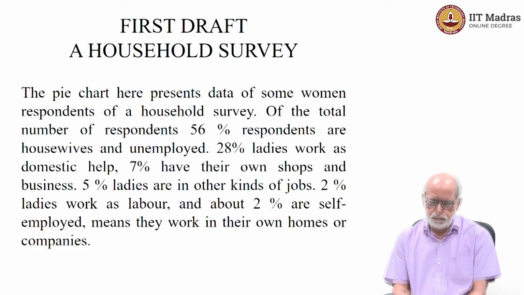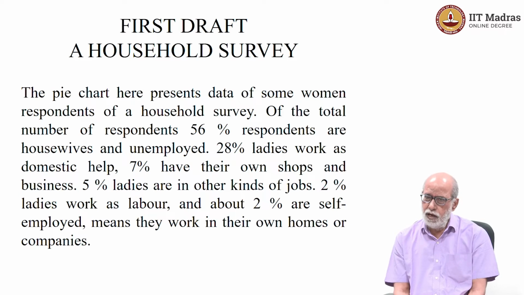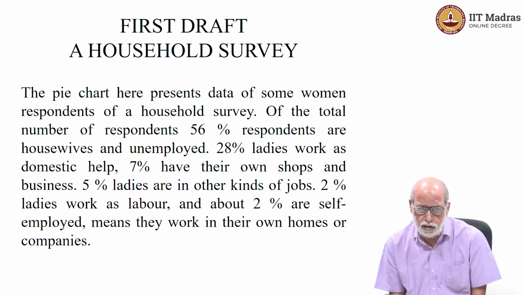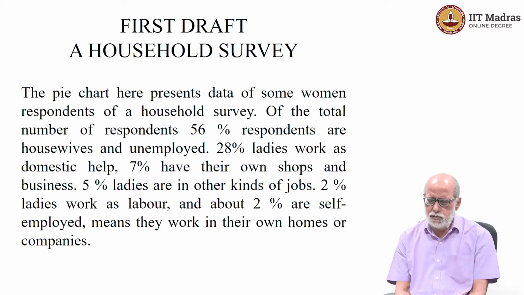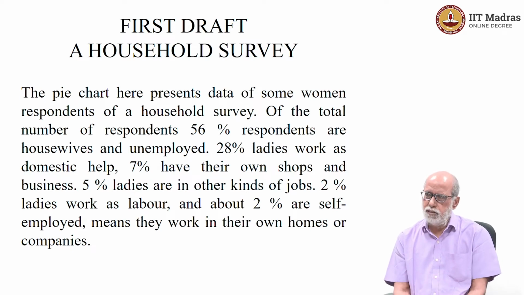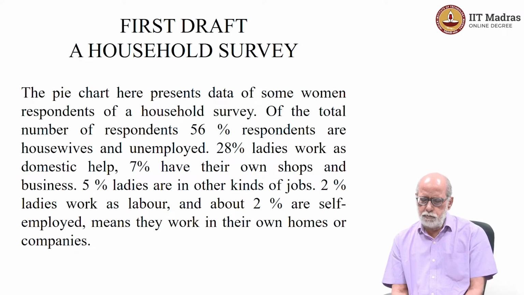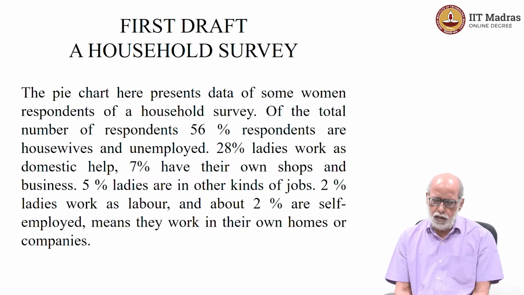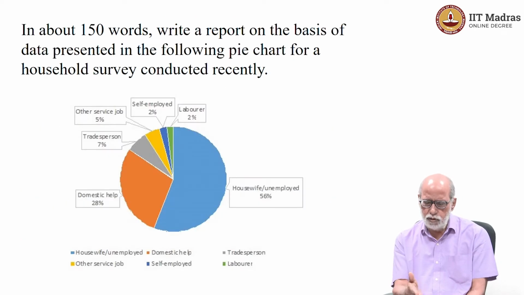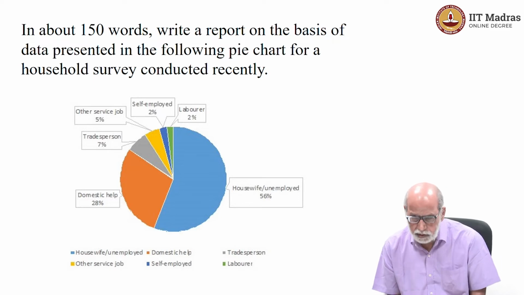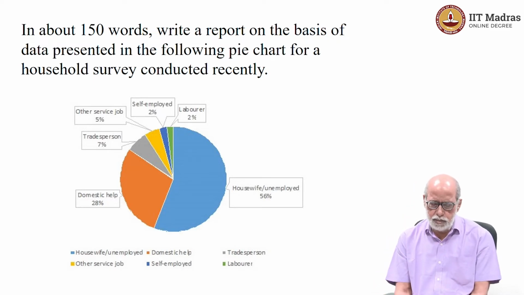Go next. In this full draft, as you noticed earlier, there is just a mechanical reproduction of data. What you see in numbers, you see in words here. 56% respondents are housewives and unemployed. Go back to the data. That's what it says. Do we need a prose report to say that? 25, 28% respondents work as domestic help.